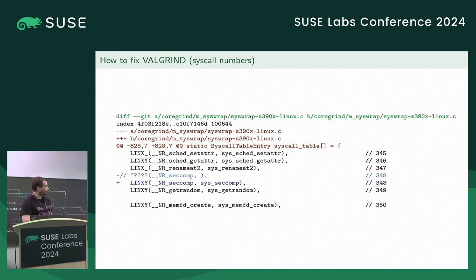Another thing I need to do, for every architecture, is connect those pre and post wrappers to the SECCOMP syscall number. This is an example from my actual SECCOMP patch for S390X. There, LIN means Linux, because SECCOMP is only Linux. It doesn't work on FreeBSD or Solaris or whatever. And X means pre wrapper and Y means post wrapper. For example, rename add doesn't have a post wrapper, probably doesn't need it. But SECCOMP has a variant where you actually write to some memory, so you need a post wrapper. These are basically macros within the Valgrind infrastructure that allow you to link your pre wrappers and post wrappers to the actual number on a specific architecture.